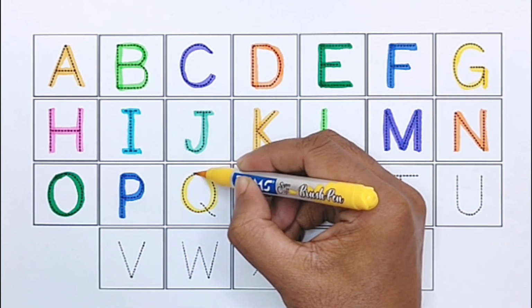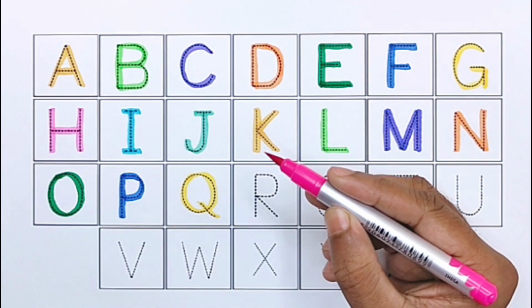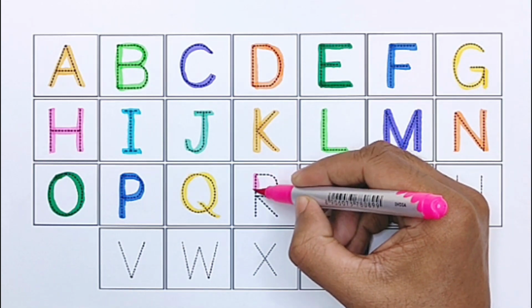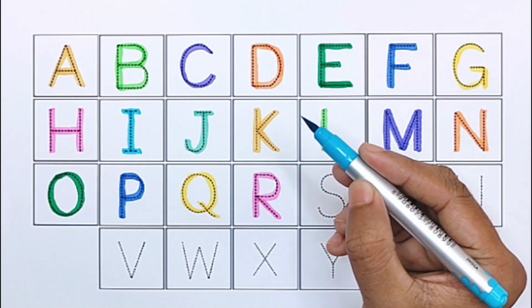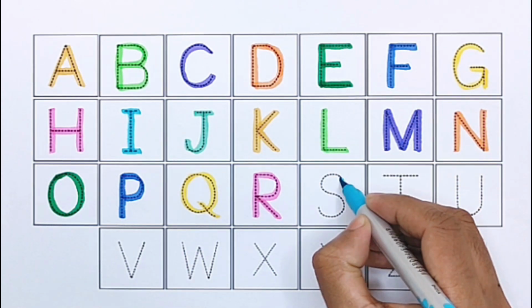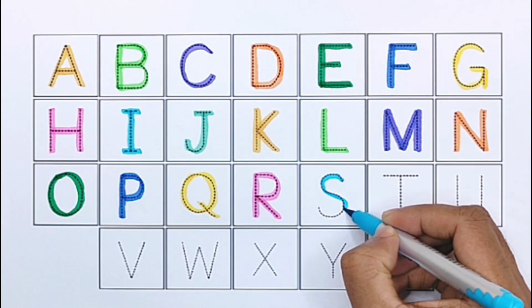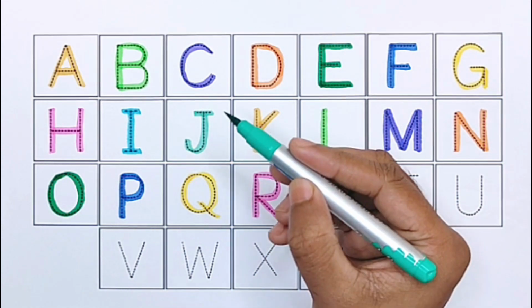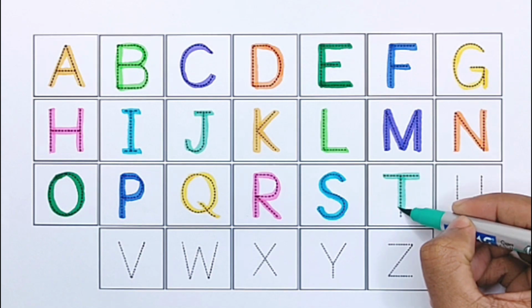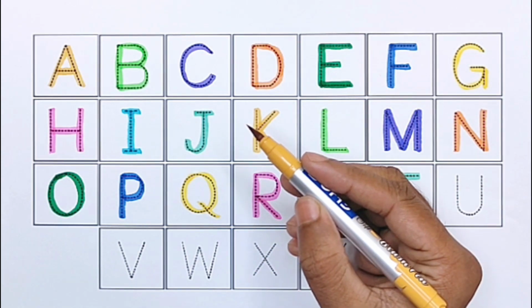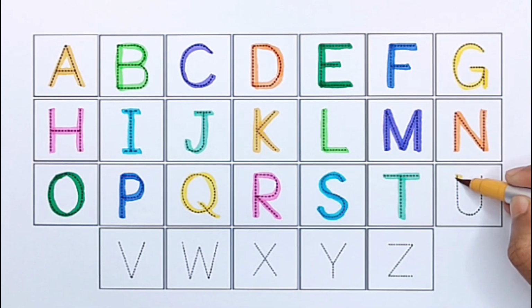Q for Quran, pink color. R for rocket, sky blue color. S for sun, sea green color. T for teddy bear, yellow brown color.